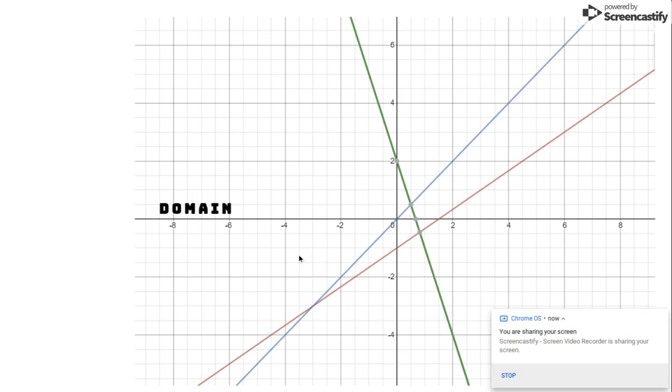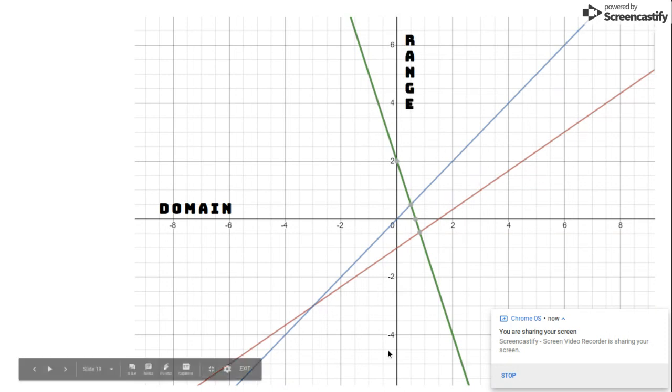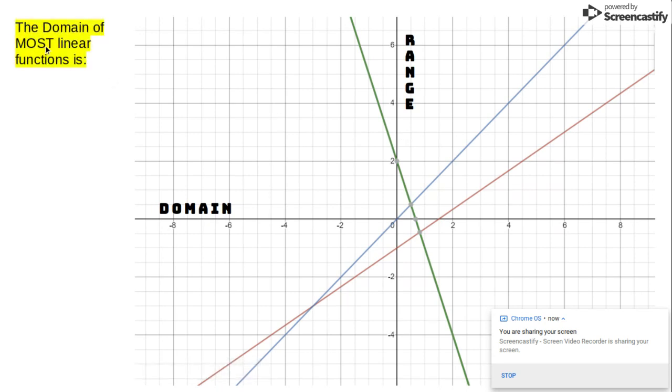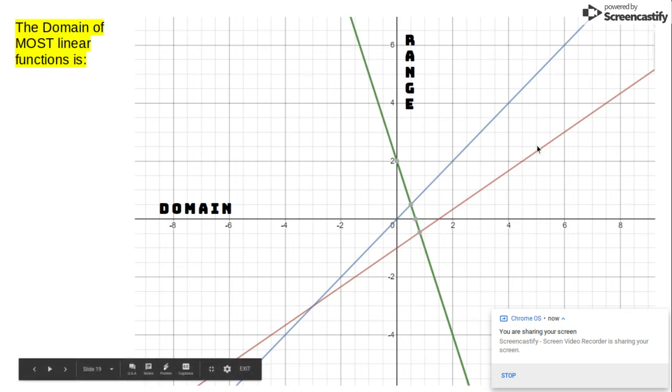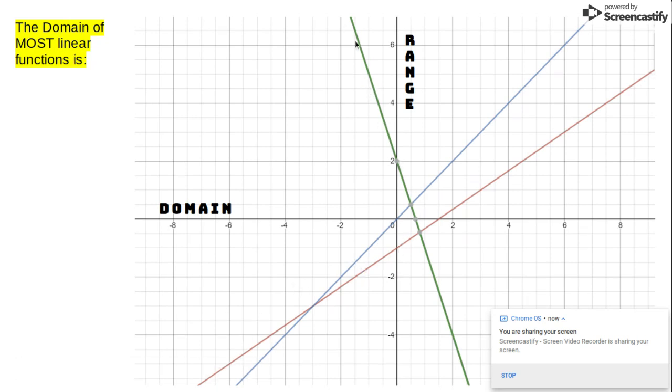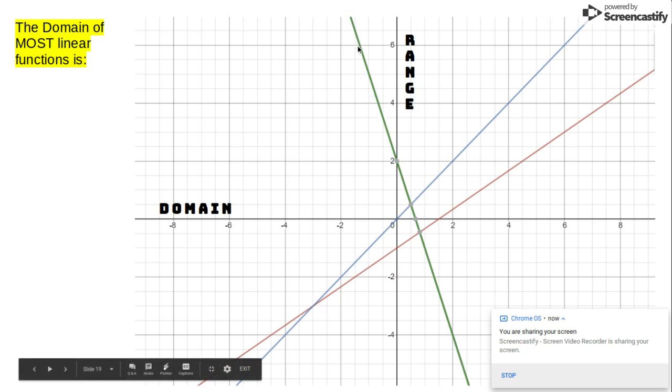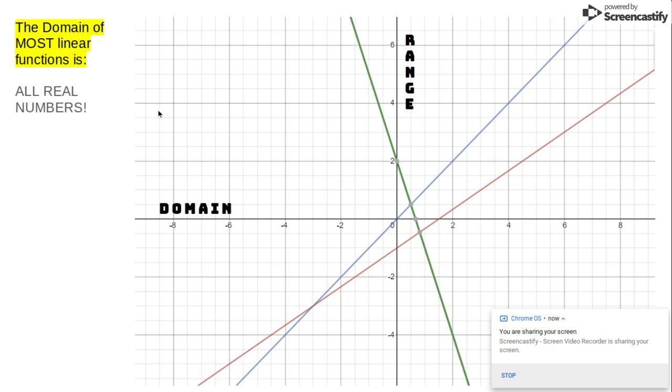And so we're going to talk about the domain, which is all the x values, and we're going to talk about the range, which is all the y values that these functions can be. More specifically, the question you need to answer is, what is the domain? So the domain for most linear functions is that they go forever to the right and forever to the left. So the way you say it is that it is all real numbers.